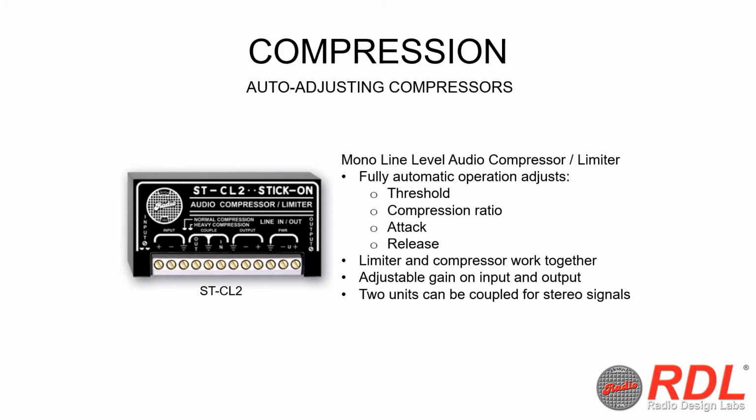This product is the STCL2 from our stick-on series. It's a mono line level audio compressor limiter with fully automatic operation that adjusts the threshold, compression ratio, and attack and release. The limiter and the compressor work together to provide both signal and equipment protection. The only thing an integrator has to do is adjust the input and output gain, and the STCL2 does the rest. Plus, two units can be coupled together for stereo signals.